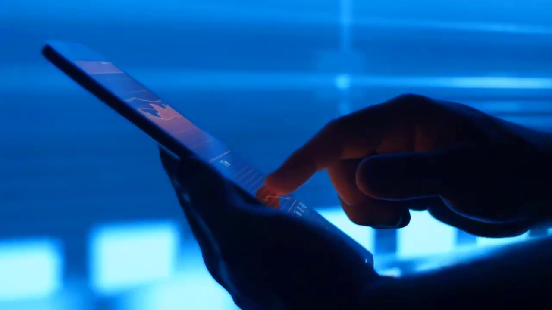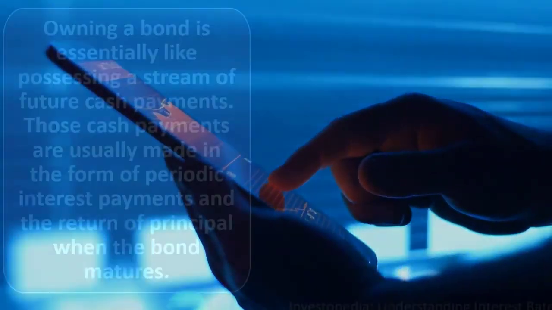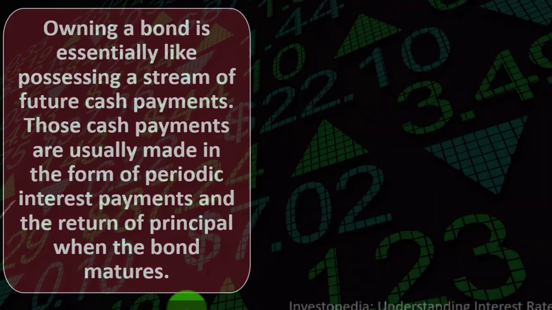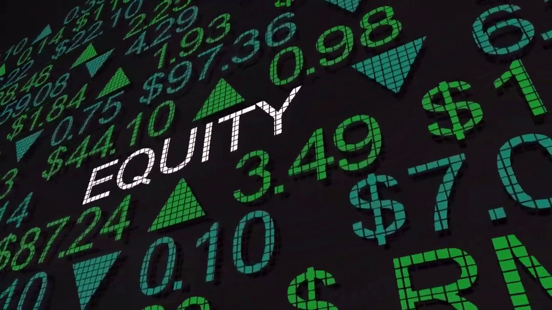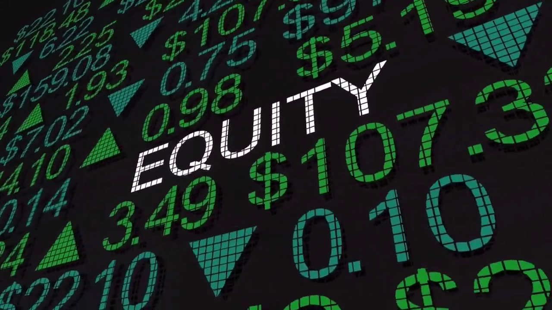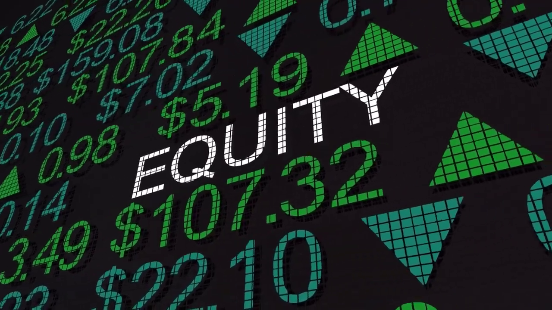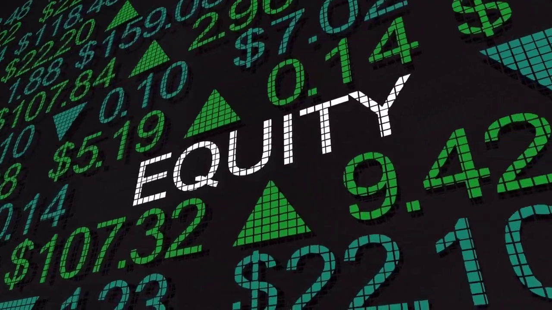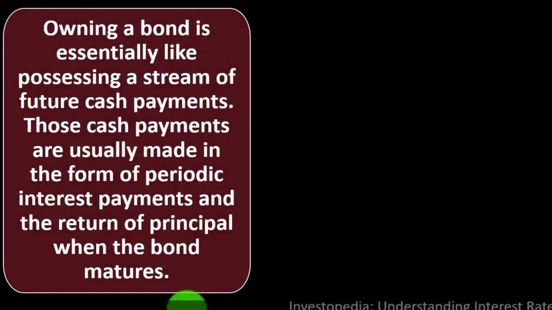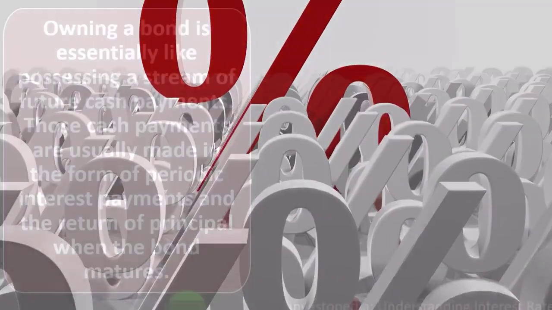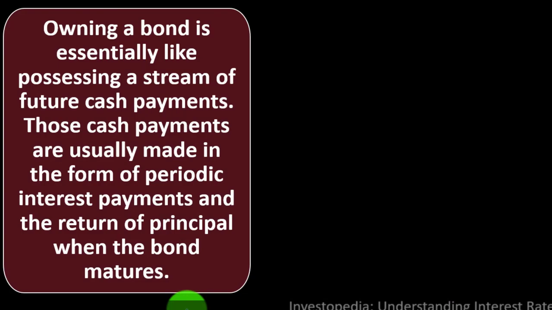We can use a similar method with other kinds of investments as well, but with things like equities, that gets much more complicated, because what the cash flow streams in the future will be for equities is harder to determine. You don't have that kind of fixed rate that's basically laid down at the front of something like a bond. So those cash payments are usually made in the form of periodic interest payments and the return of principal when the bond matures.